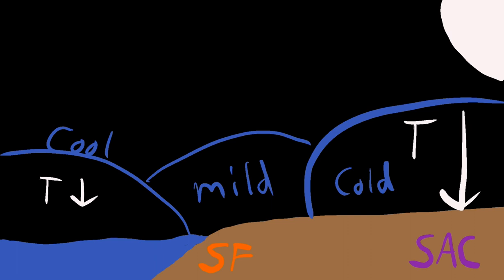But overall, the basic idea here is that inland cities heat up a lot more and they cool down a lot more than coastal cities because land heats up and cools down a lot faster than water. And then our coastal cities feel some of that moderating effect from the ocean air.